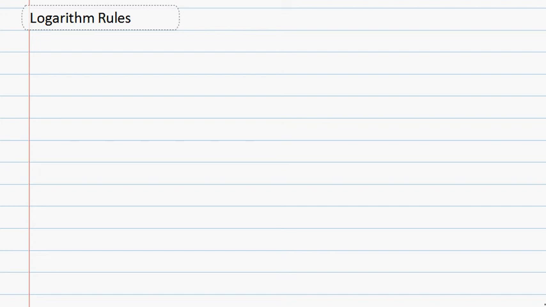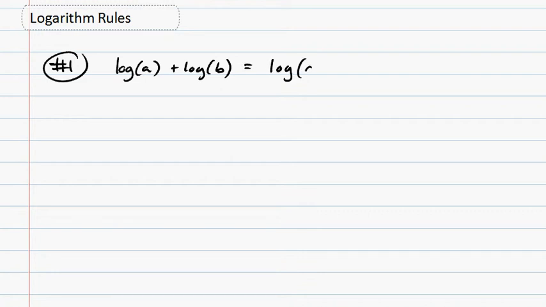So before we start solving things with logarithms, we actually have to learn a few rules, a few tricks with logarithms. They're called the log rules. They're not too bad. Number one, if you have the logarithm of a plus the logarithm of b, it's the same as if you did the log of a times b together. So that's one thing that we should get used to.